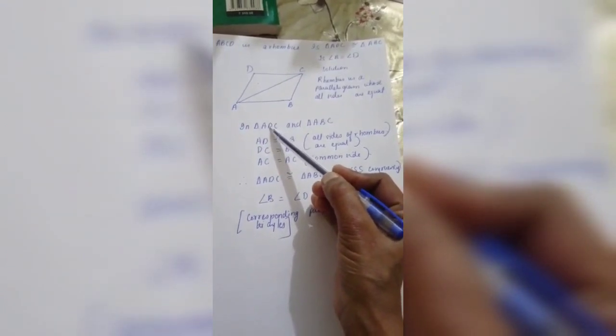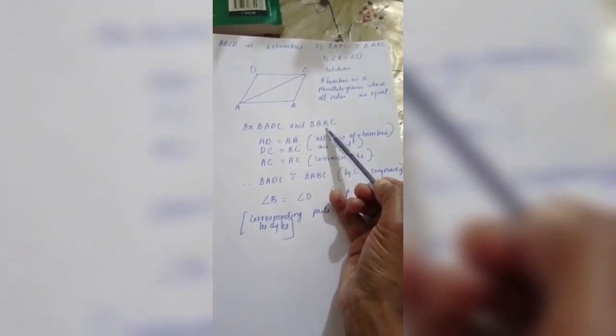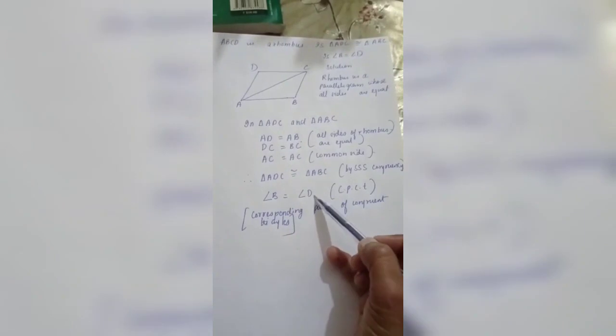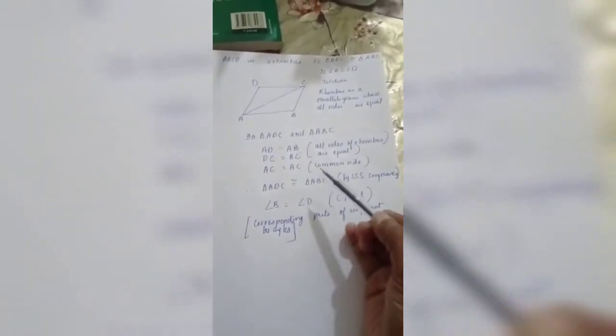We know that if two triangles are congruent, then all three corresponding sides are equal and corresponding angles are equal. The corresponding angle of angle D is angle B, so angle B is equal to angle D, that is CPCT. What is the full form of CPCT? Corresponding parts of congruent triangles. So this is the problem based on SSS congruency.